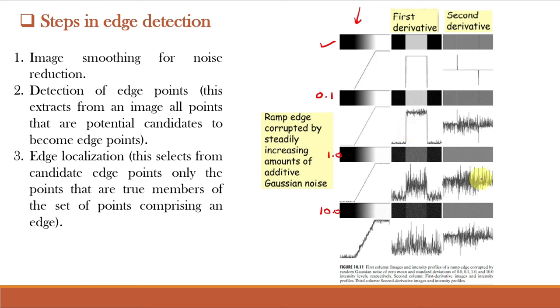These second derivative profiles show that it would be difficult to detect the positive and the negative components, which are very useful for edge detection. So this figure also shows that before applying sharpening or edge detection, image smoothing should be the first priority to remove the noise. So these will be the steps for edge detection. Number one, image smoothing for noise reduction. First of all, the noise should be reduced. Number two, detection of edge points. This extracts from an image all points that are potential candidates to become edge points. And third one is edge localization, and this selects from candidate edge points only the points that are true members of the set of points comprising an edge.